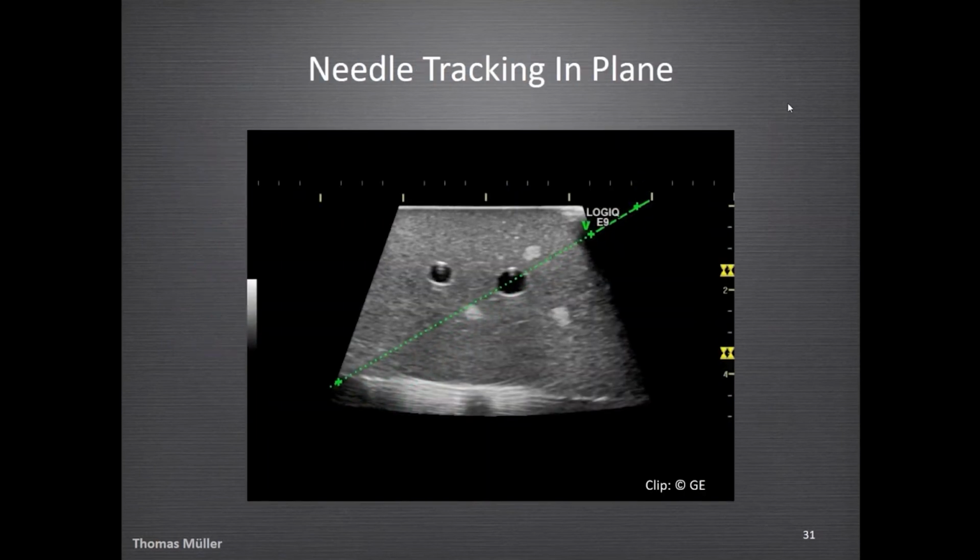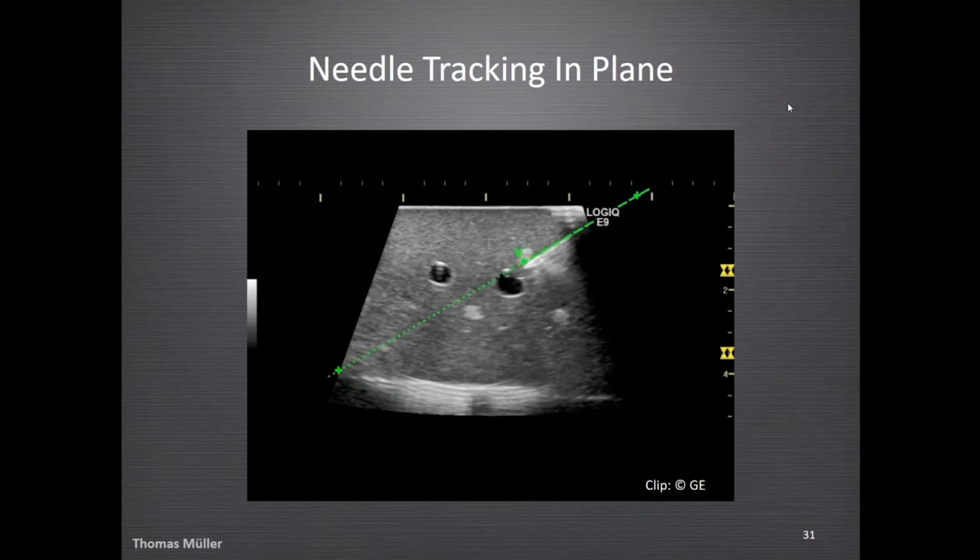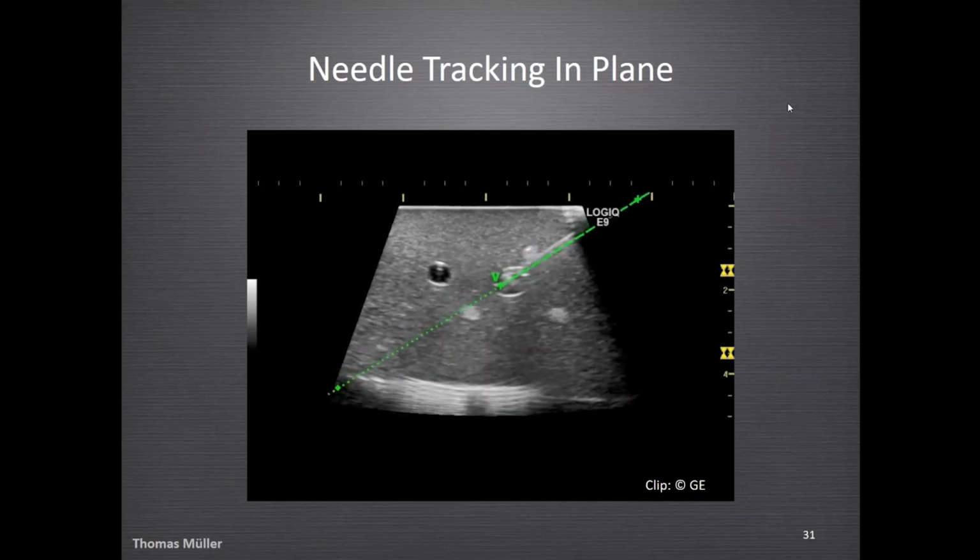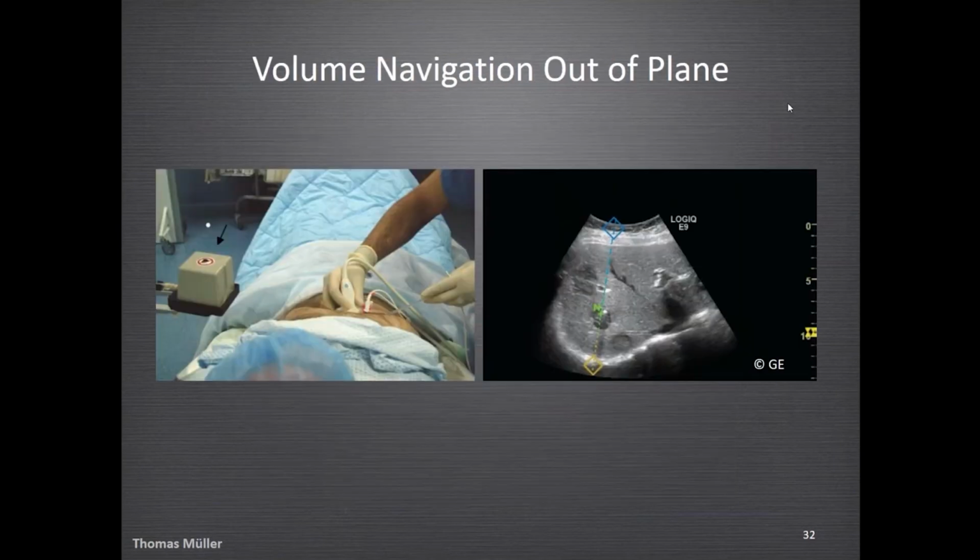Here we have an example of a needle tracking in plane, electronic needle tracking. Here is the needle tip. It's very well controlled. The trajectory is given as a green guidance line on the screen.